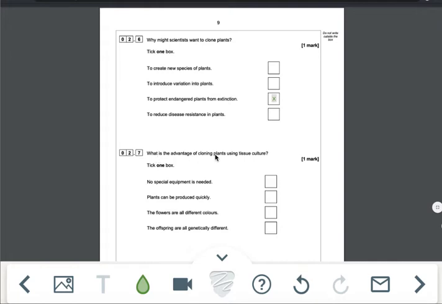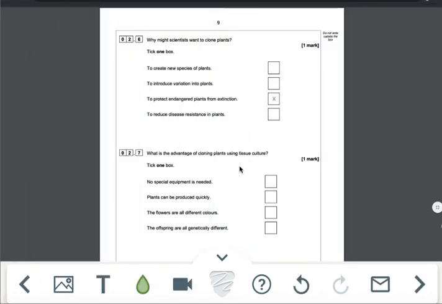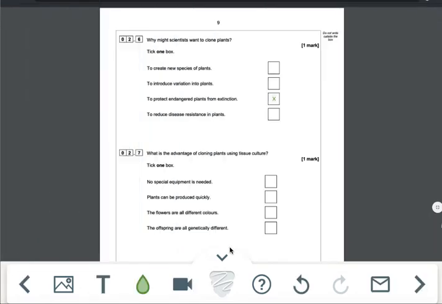Next question. What is the advantage of cloning plants using tissue culture? No special equipment is needed. Well, it's showing us that you need growth medium, you may need some other things. It's not showing you a lot, but it doesn't seem like that is going to be the answer. Growth medium can be seen as special equipment. It's something you need. That may not be accessible to everyone. So moving on, plants can be produced quickly. That is seeming like it is going to be the answer, because as you should know, tissue culture is a fairly fast way of growing plants.